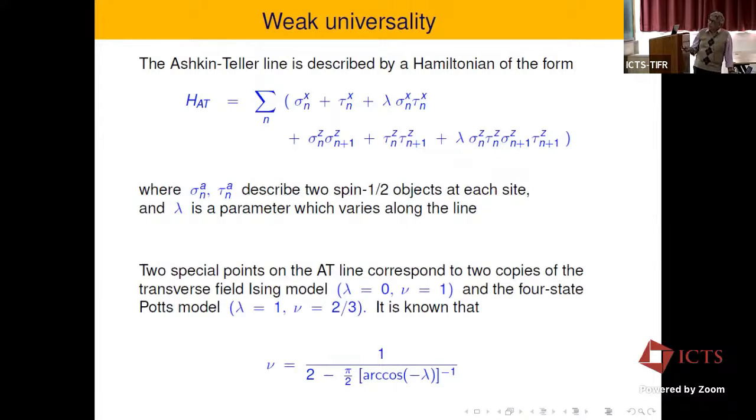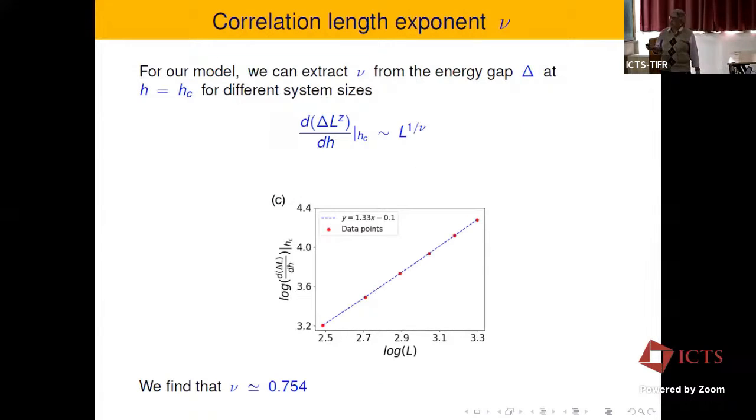On the other hand, if lambda is 1, then this describes a 4-state Potts model. This may not be totally obvious from here, but it turns out if lambda is 1, then sigma x, tau x, and sigma x times tau x are exactly on the same footing. So it gives you the 4-state Potts model. That one has nu equals 2/3. There's a general formula known: given a value of lambda here, what is the correlation length exponent nu? This is an exact formula that is known. So to figure out where our 3-spin model lies on this Ashkin-Teller line, we should determine what nu is, and then we'll be able to figure out the value of lambda where we are with our model. Okay, so the next thing to look at is the correlation length exponent.